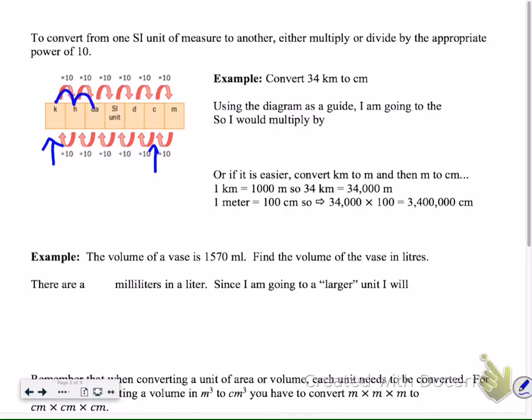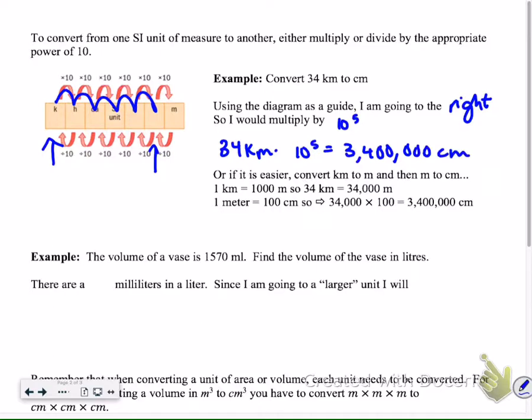I'm going to go 1, 2, 3, 4, 5 to the right. So that's going to be 10 to the 5th power. So we would take our 34 kilometers times 10 to the 5th, and that's going to give me a lot of centimeters.